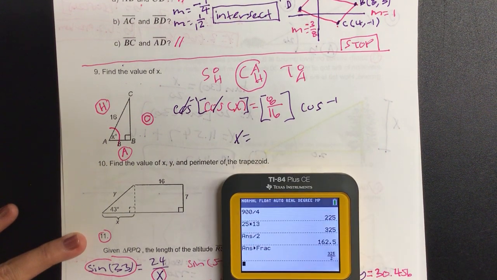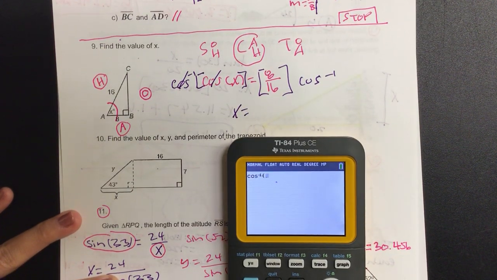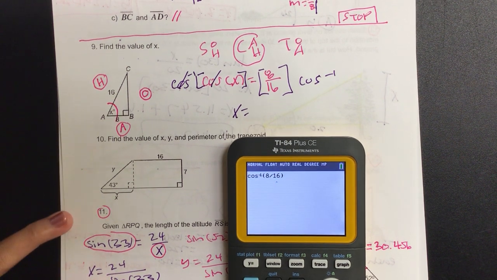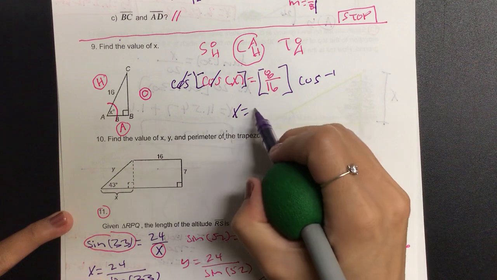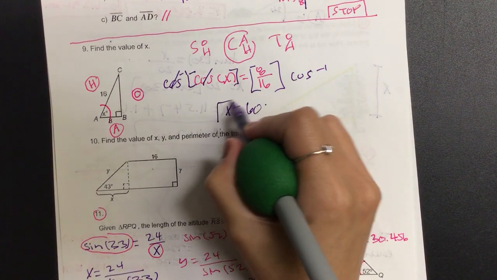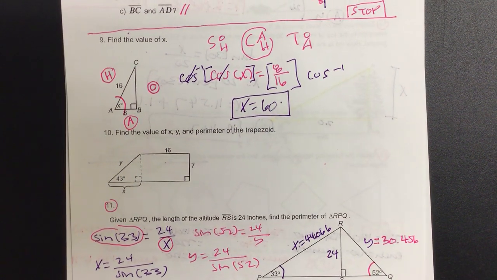We have cosine inverse, which is second cosine. And let's do 8 over 16, simplify if you want. And your angle measurement should always be what for that right triangle? Acute, obtuse, or right? Should be acute. It's 60 degrees, acute. Yep. And it says to find the value of X, so we're done. Okay, any questions on number 9? If you're good, give me a thumbs up.